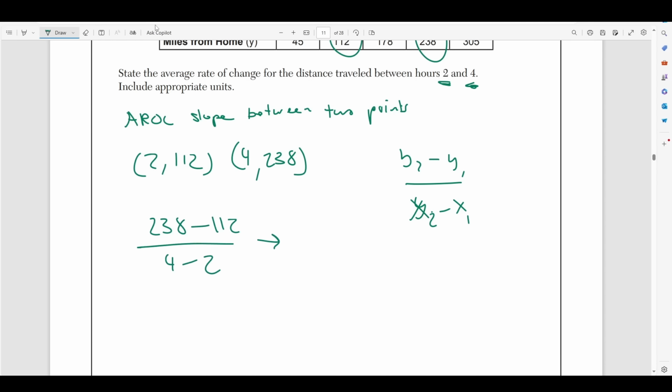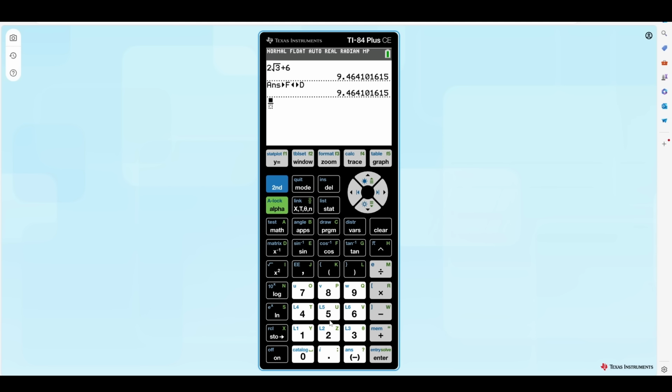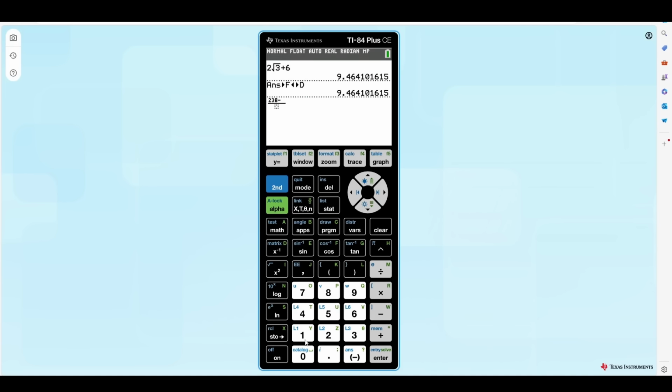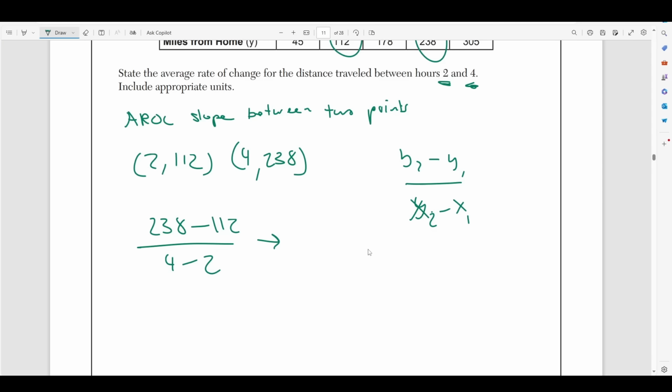And if we plug this into our calculator, I'll do that right now. 238 minus 112 divided by 2, it gives you 63. So the average rate of change is going to equal 63. The slope between these 2 points is 63.